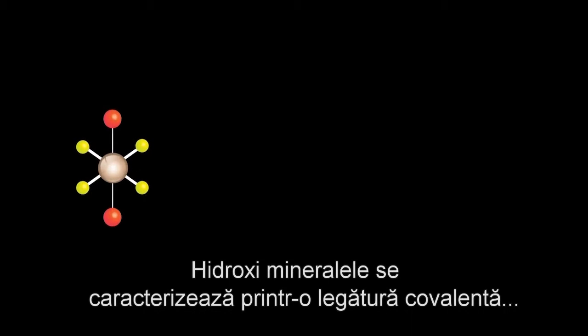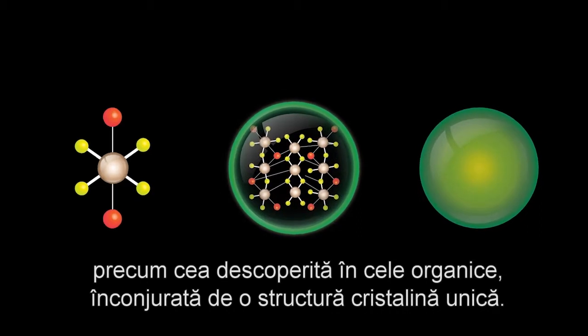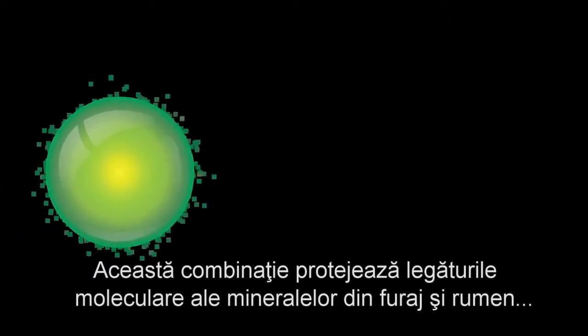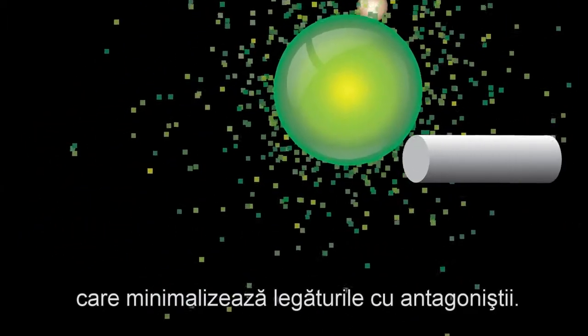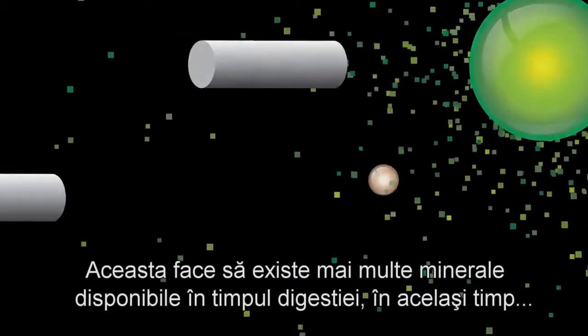Hydroxy trace minerals are characterized by a covalent bond, like that found in organics, surrounded by a unique crystalline structure. This combination protects the mineral's molecular bonds in the feed and in the rumen, which minimizes binding to antagonists. This makes more trace minerals available at the right time during digestion to optimize absorption.